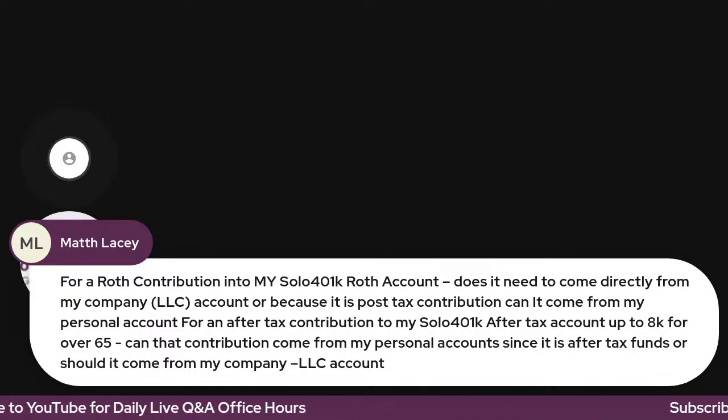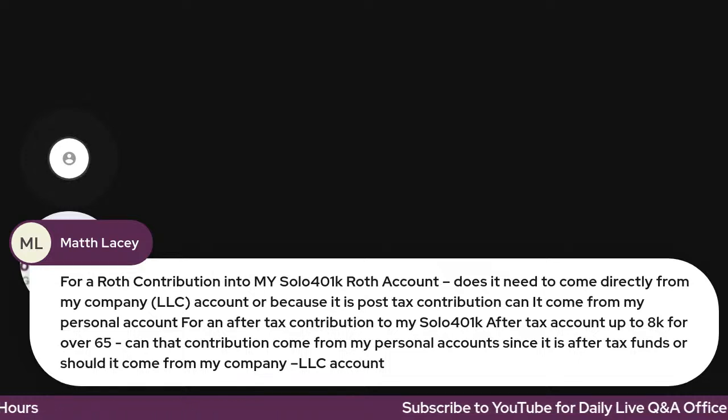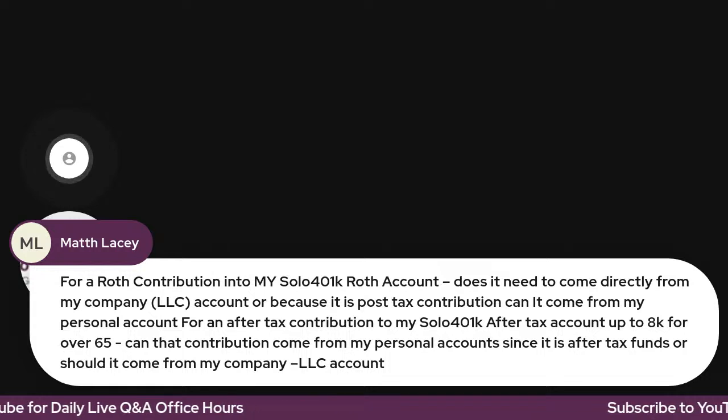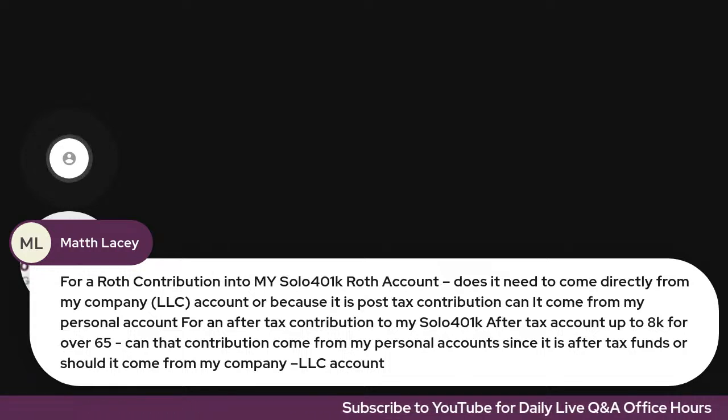And then you have to subtract 1/2 of self-employment income tax from that figure, which our calculator will do for you. And then you can make the contributions, and they can flow from your personal bank account or business bank account. It doesn't really matter. What matters is that you ultimately had the earned income to support that contribution.